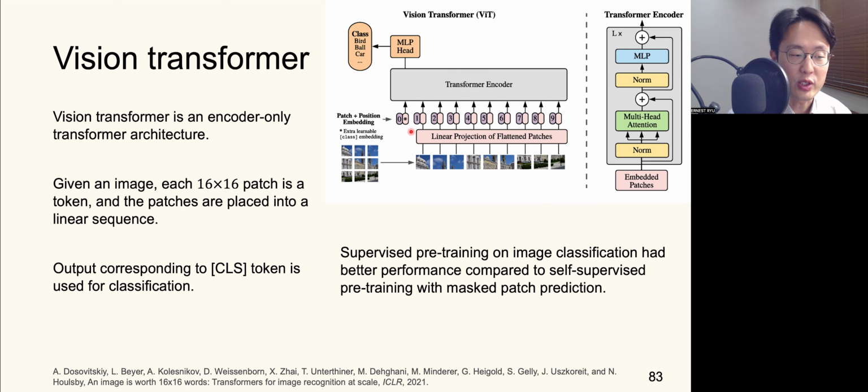The BERT model is trained with self-supervised pre-training, whereas the vision transformer works better when you train it with supervised pre-training on image classification, and then you fine-tune it on other downstream tasks that are not necessarily about image classification.